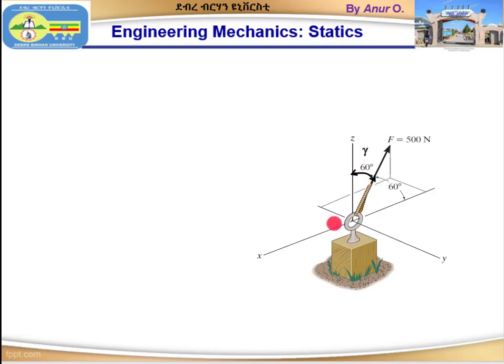Simply, by looking at the problem, we can calculate alpha. Beta is not given. Alpha can be calculated because from the positive x-axis to the negative x-axis is 180 degrees. So 60 is given from the negative x-axis, so starting from the positive x-axis up to the vector will be 180 degrees minus 60 degrees, so this will be 120 degrees. Alpha is 120 degrees, but beta is not given.